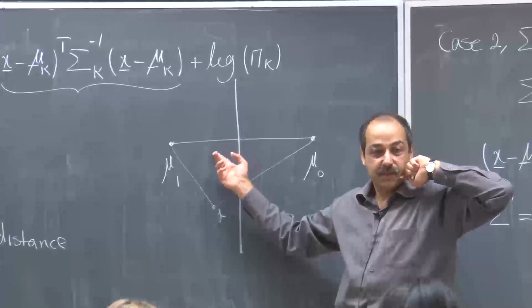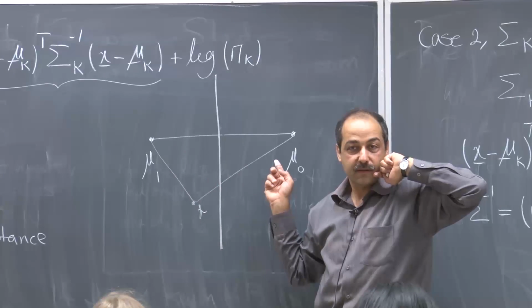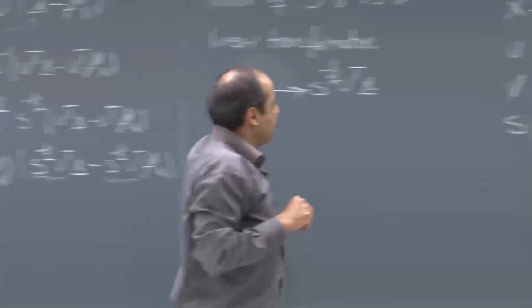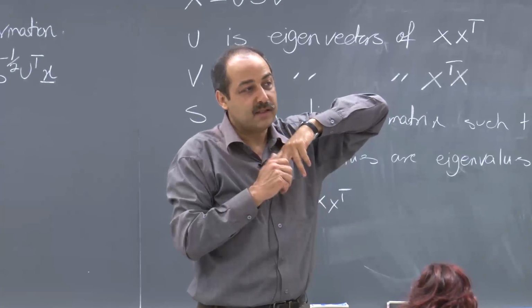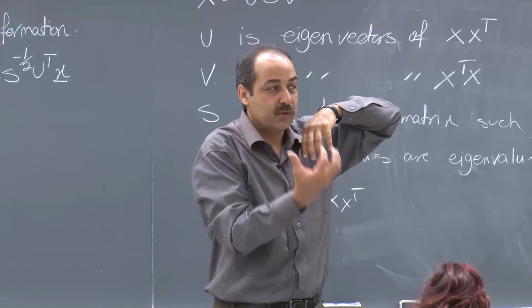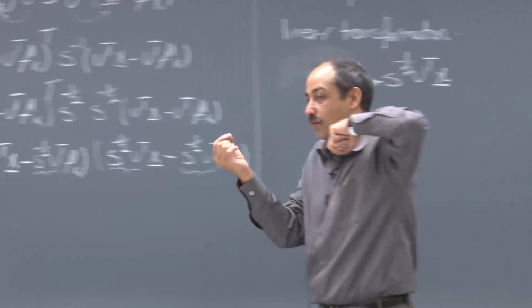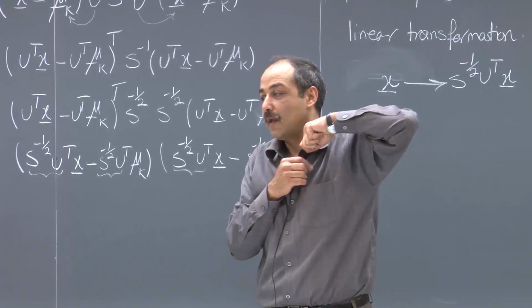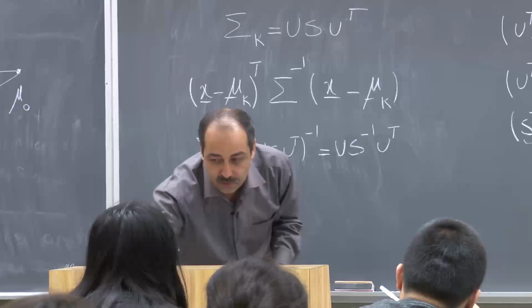It's just measuring the distance between a point and the mean. Okay? So LDA or QDA in any space can be reduced to measuring the distance between a point and the mean of different classes. Okay? So let me show you this.